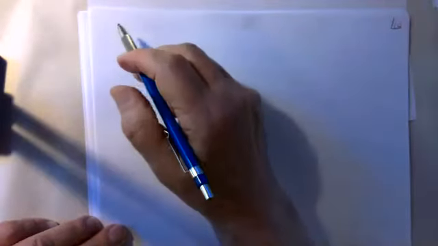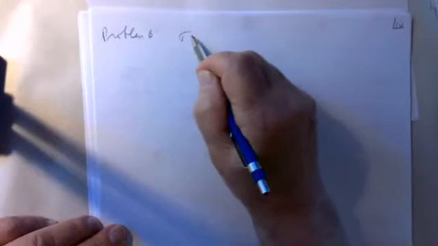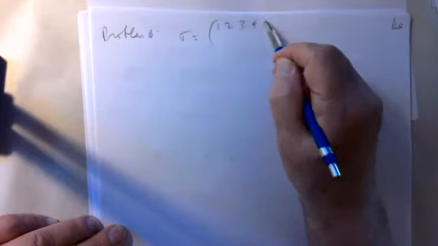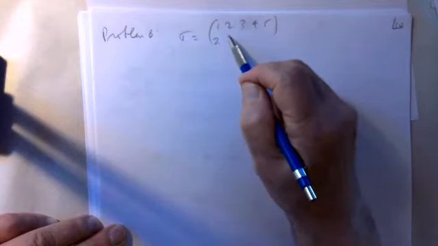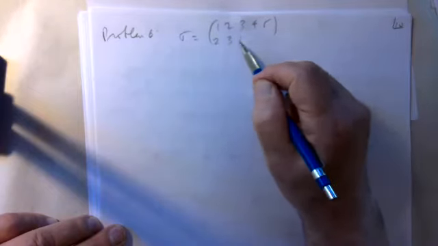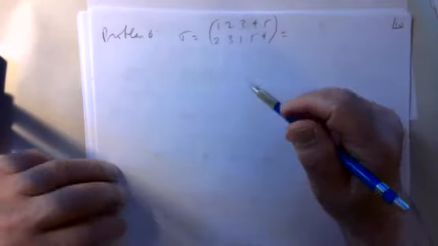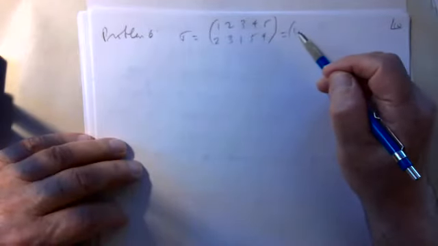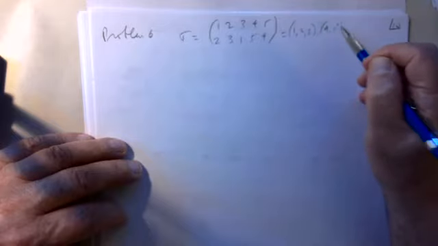Let's look at problem 6. So consider the permutation sigma in the symmetric group S5. And this is the permutation. 1 goes to 2, 2 goes to 3, 3 goes to 1, 4 goes to 5, 5 goes to 4. If we write this as a product of disjoint cycles, this is 1 goes to 2 goes to 3, goes back to 1, 4 goes to 5.